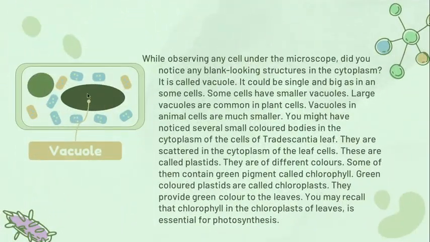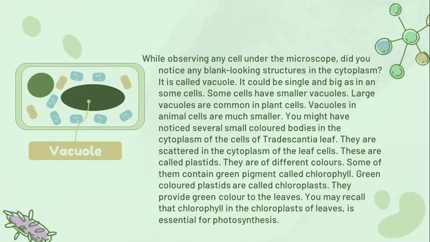So it could be a single or a big one in some cells. Some cells have smaller vacuoles, and large vacuoles are common in plant cells. So here we can tell a large vacuole, which is this one, is common in plant cells, so it's large. So this cell is a plant cell. And vacuoles in animals are smaller.